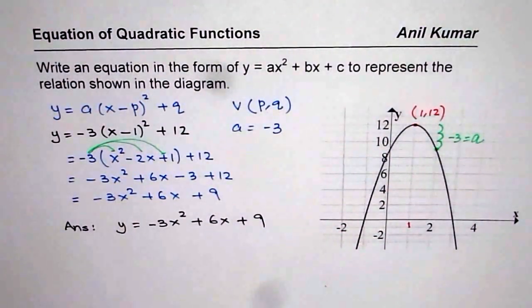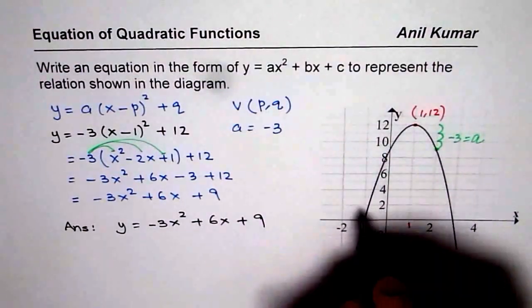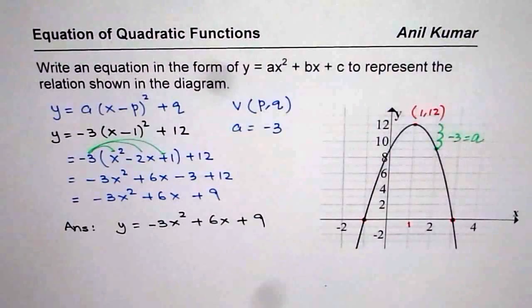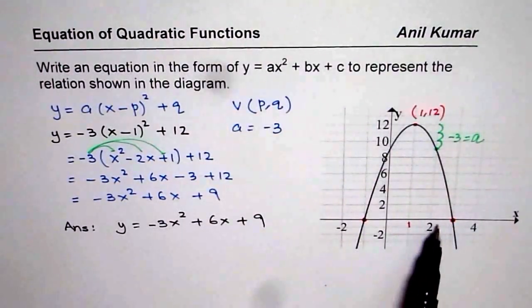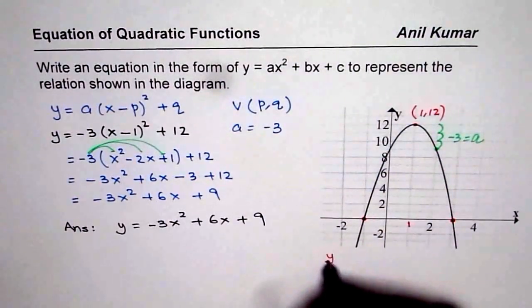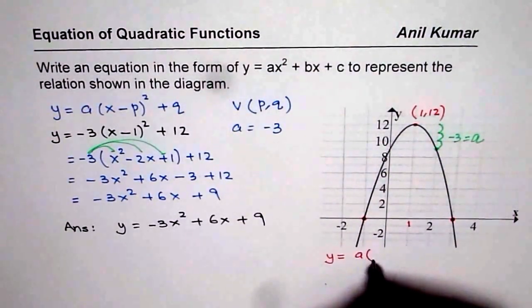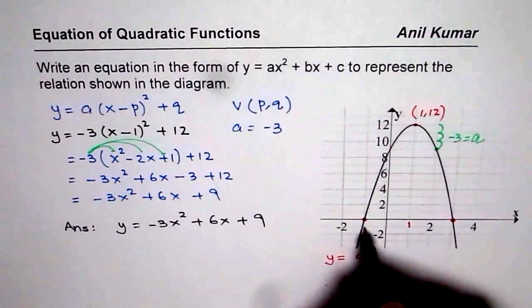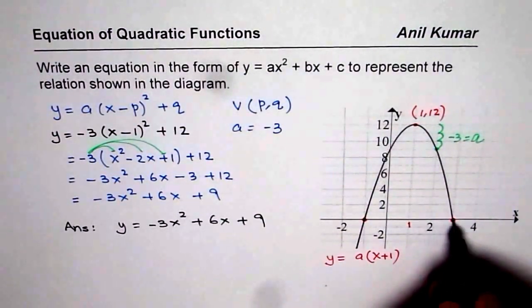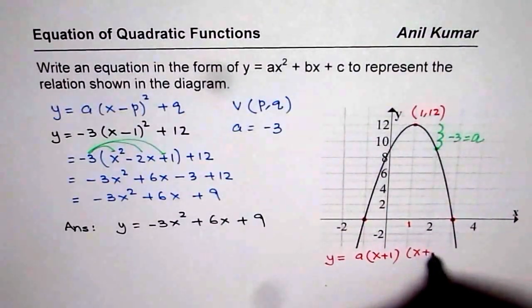Some of you can also use the x-intercepts. So these are the x-intercepts and then the vertex. You can use these x-intercepts and get the equation. In that case, the method should be, you could write y equals a times the x-intercept factors. This one is at minus 1, so the factor will be (x plus 1), and this one here is at 3, so it will be (x minus 3).